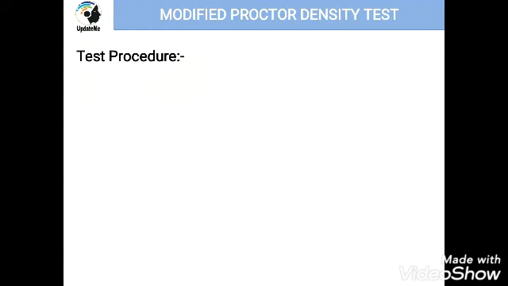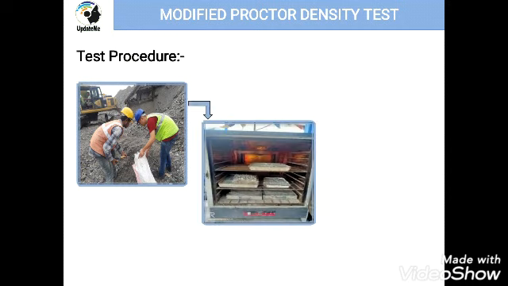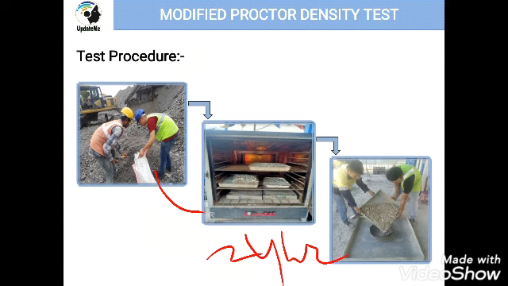What is the test procedure to determine the modified Proctor density test? First, we have to collect the sample from site. We have to keep the sample for 24 hours in the oven to make it dry. Then, we have already seen, if particle size is up to 19 mm or if particle size is 37.5 mm, then we have to use a different type of sieve. Here the particle size is up to 37.5 mm, so we have to sieve the soil material.